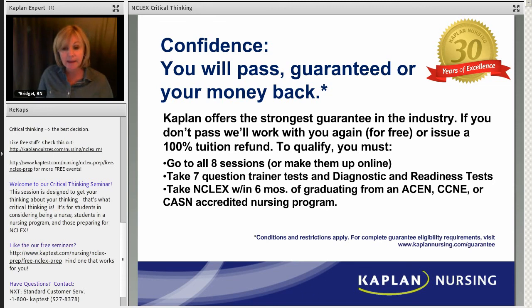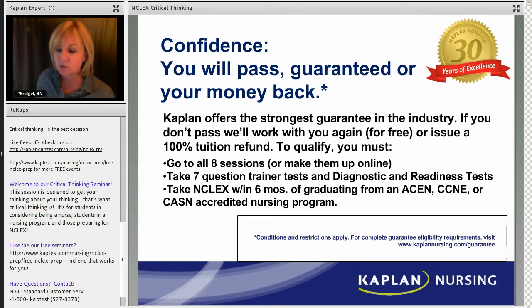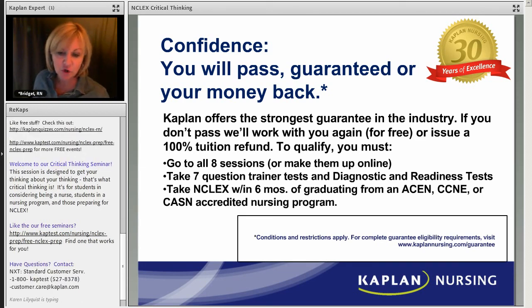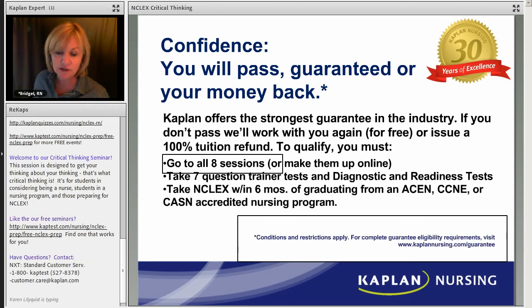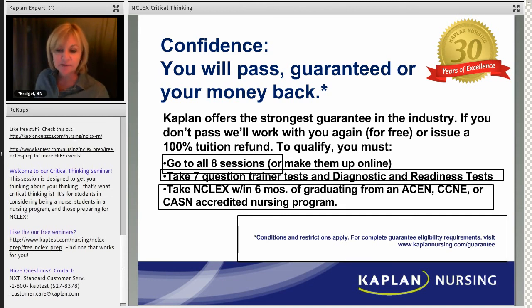We do have a guarantee, but I do like you to read through that before you sign up, okay? Because that's important, because it's not just you, you have to do some things too. So make sure you read through the guarantee. You have to go to class. You have to watch all those videos if you do the self-paced. You have to take the test that we give you, and you have to take the NCLEX after graduation. So 6 months after. So there's some things that you have to do to get the guarantee. So just make sure that you read through it before you sign up, okay? That'll just make me feel better because it's better for you to understand it.